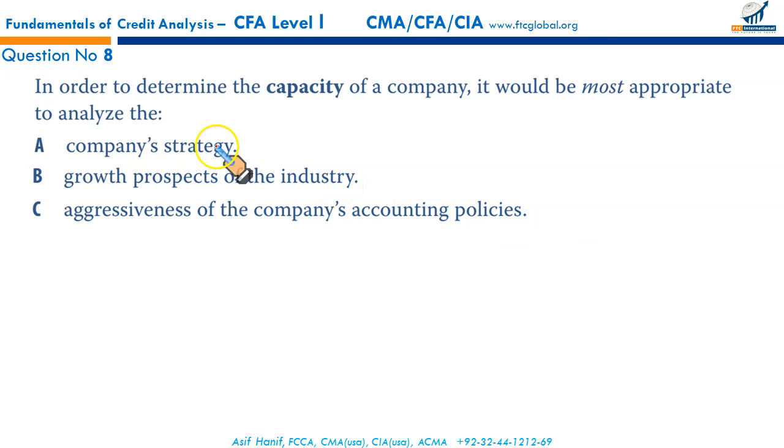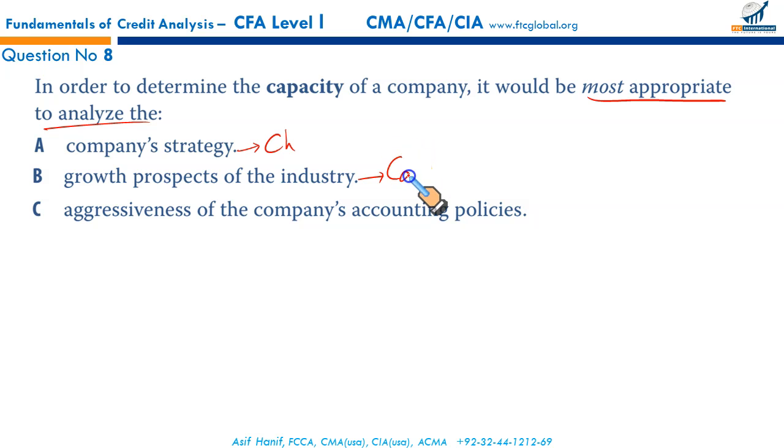Next, question number 8. In order to determine the capacity of a company, it would be most appropriate to analyze the company's strategy. That would help us assess the character. Growth prospects of the industry. Yes, that is a measure of capacity. The growth prospects of the industry provide the analyst some insight regarding the firm's capacity to make payment on coupon and the principal.